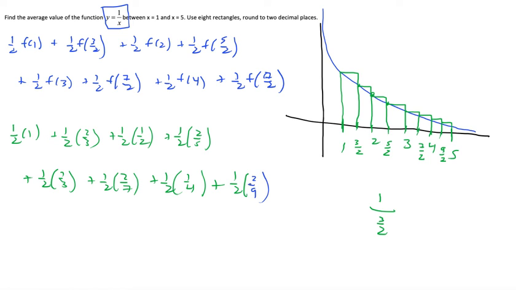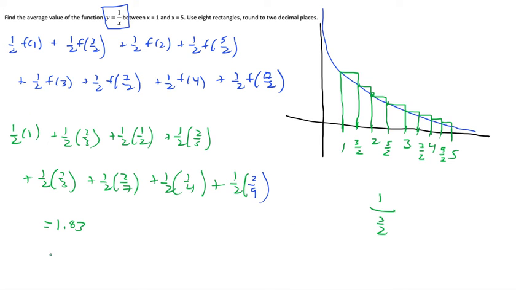All right, so we want to calculate this. 1/2 times 1 plus 1/2 times 2/3 plus 1/2 times 1/2. Do all of this, and that should give us the approximation for the area. Remember, this is called the upper sum because we are using the rectangles that go above the graph. Then the approximation for the area gives us about 1.83, rounded to 2 decimal places. So that is the sum of all of these 8 rectangles.